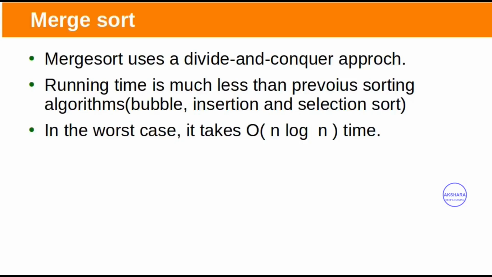We already completed bubble sort, insertion sort, and selection sort. Today let us see merge sort. Merge sort uses divide and conquer approach. Its worst case time complexity is much less than previous sorting algorithms such as bubble sort, insertion sort, and selection sort. Merge sort worst case time complexity is big O of n log n.